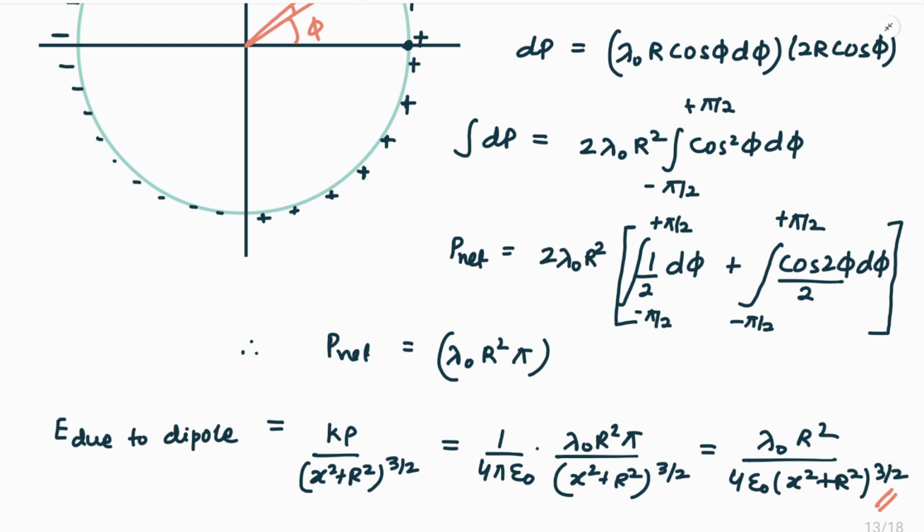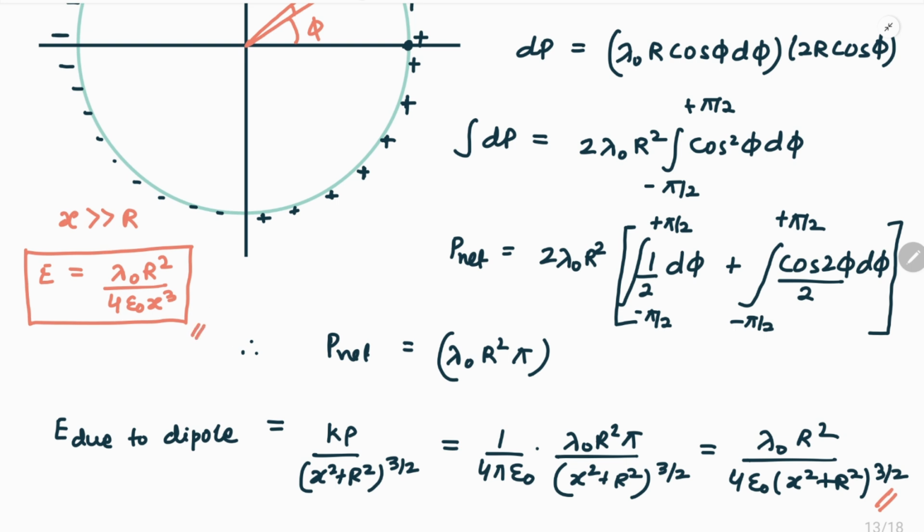In the last part it is asking us to calculate for x greater than r. So if we increase the value of x to be greater than r, then we can also deduce the result. Over here I am writing for x greater than r, E is turning out to be lambda naught r square by 4 epsilon naught x cube. So this is also an integral part of the answer which the question is asking us to calculate.